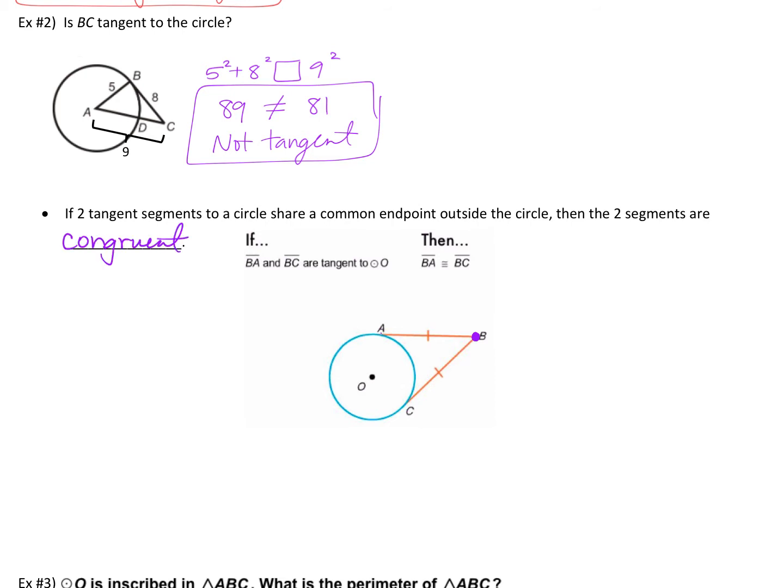Okay, so if these are both tangent, which they are, okay, they hit the circle at one point, then where they meet, the distance to that point has to be the same. So these 2 segments will be congruent. Kind of reminds me of Jack in the Box, if you turn it. I don't know. So here's what ends up happening with this, okay?